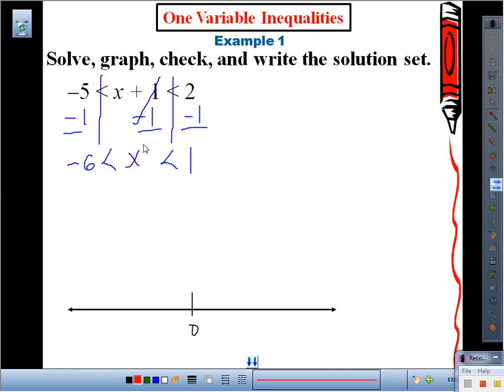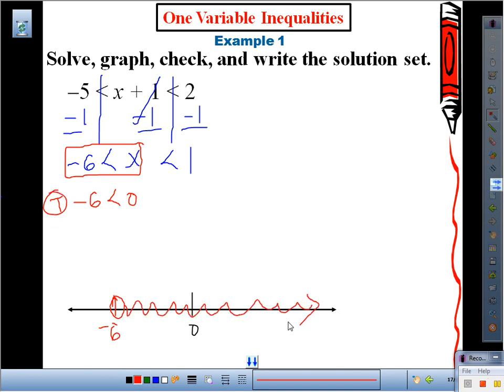Here it goes. I'm going to do the first part. My dividing point is what? Negative 6. It's an open point. To know which direction to shade, I'm going to test it with what? 0. So instead of x, I'm going to write 0. Let's see. Is negative 6 less than 0? Yes, that's true. That means I'm going to shade towards the 0. There it is.